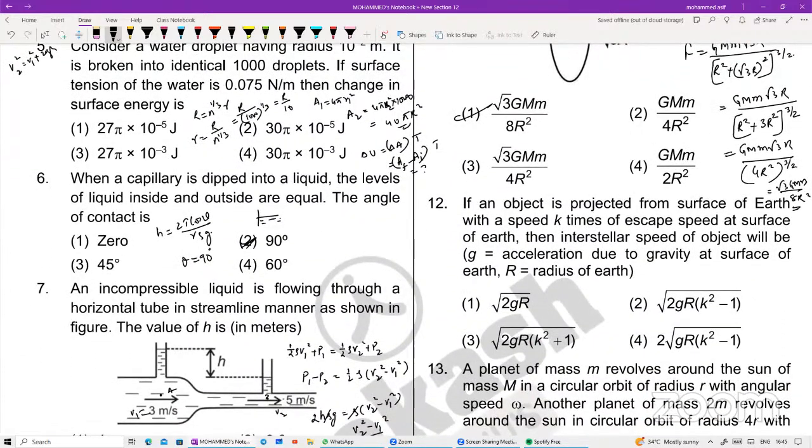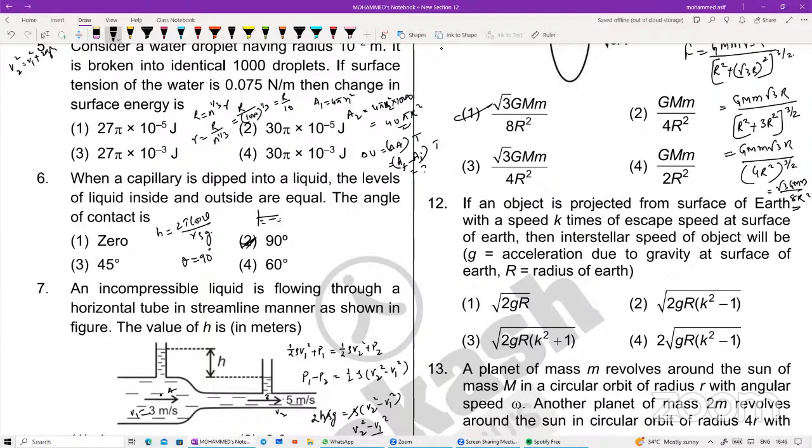If an object is projected from the surface of the earth with a speed k times the escape speed at the surface of the earth, then the interstellar speed of the object will be, where g is the acceleration due to gravity at the surface of the earth and capital R is the radius of the earth. A gravitation question is, still you can apply the law of conservation of mechanical energy and try to do it out better. Good question, important model, a regularly appearing question.